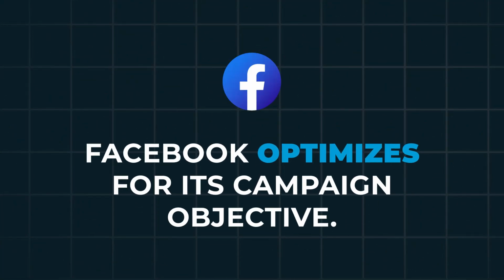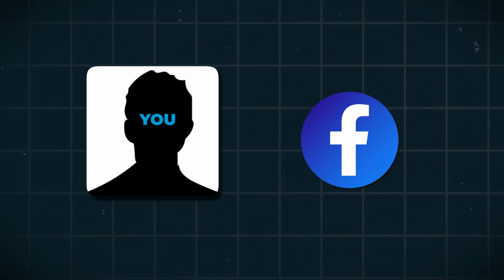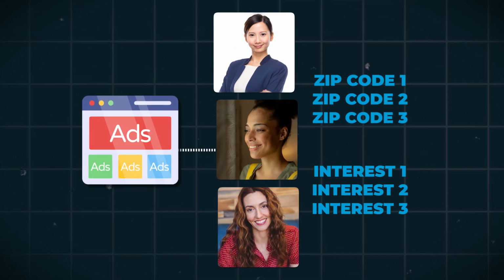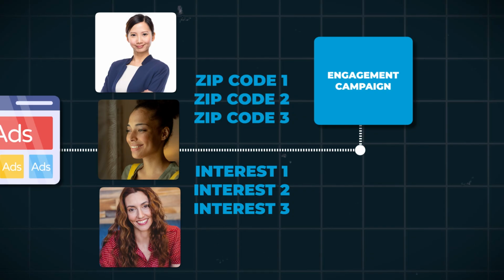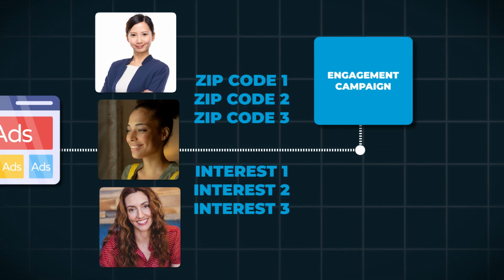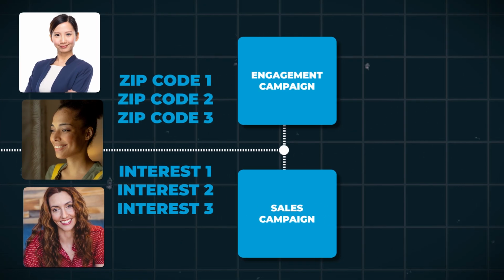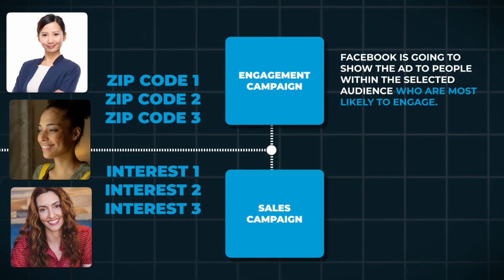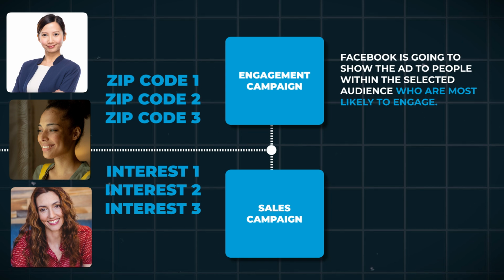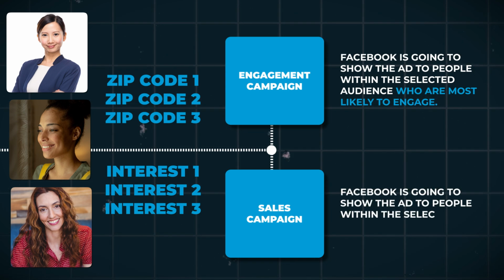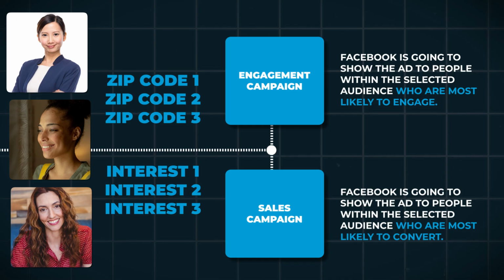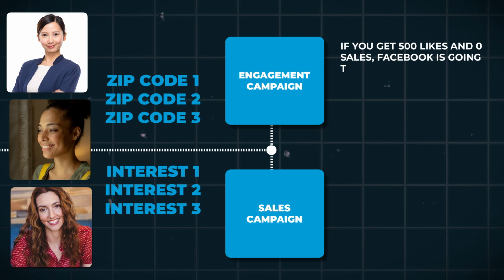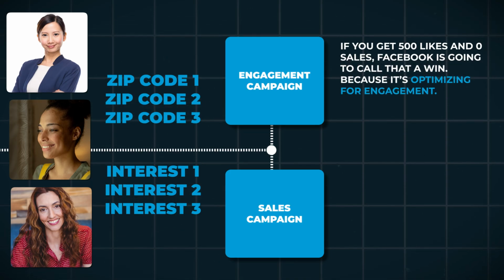Facebook optimizes for its campaign objective. Let's say you tell Facebook, hey, I want to show my ad to women in this zip code with these 3 interests, and you run it as an engagement campaign. Then you run an ad to the exact same audience in a sales campaign. The difference in each campaign is that in the engagement campaign, Facebook is going to show the ad to people within the selected audience who are most likely to engage. Whereas in the sales campaign, Facebook is going to show the ad to people within the selected audience who are most likely to convert.